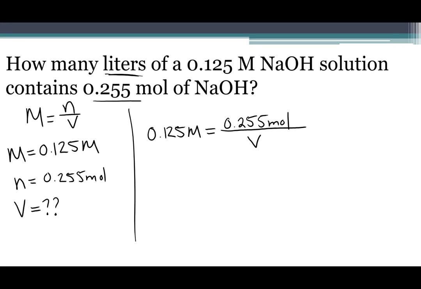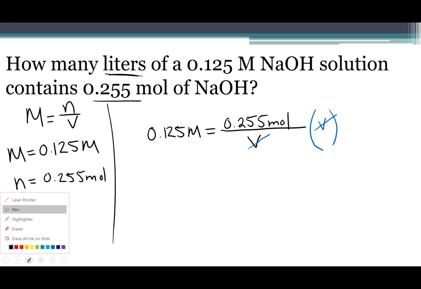So the first thing I'm going to do is get it out of there. So I'm going to multiply by the reciprocal. That's the technical term for it. But I'm going to multiply this side by v. So v on the bottom, v on the top. They cancel. Whatever I do to the right-hand side, I also have to do to the left-hand side. So I'm also going to multiply this side by v as well.